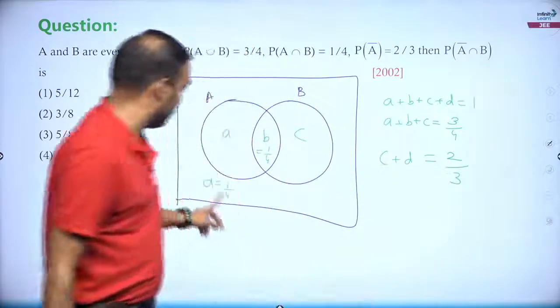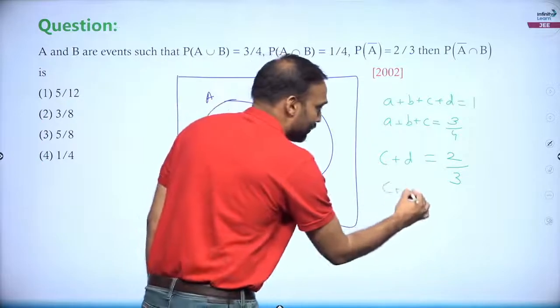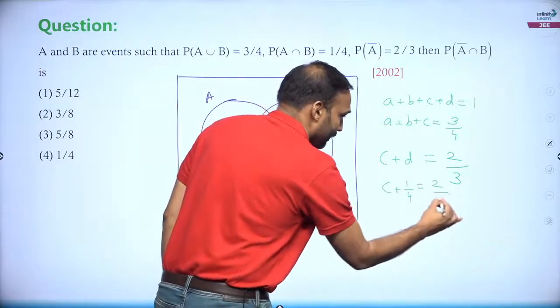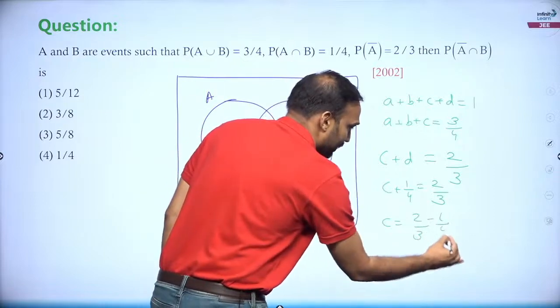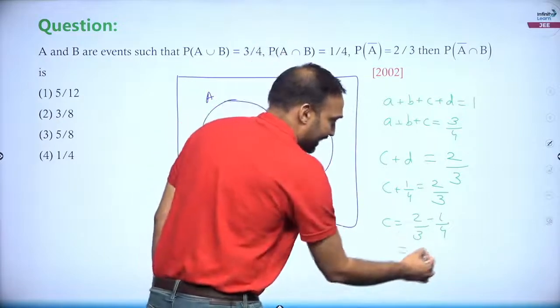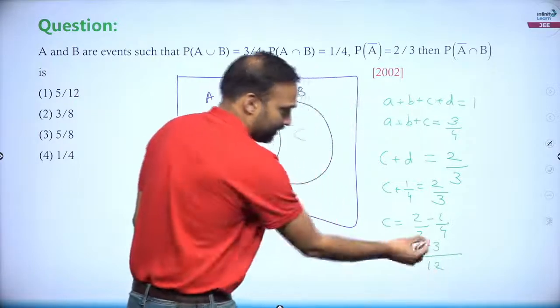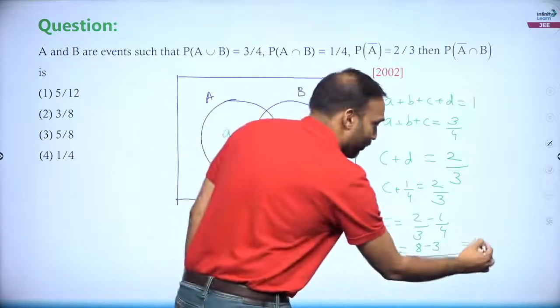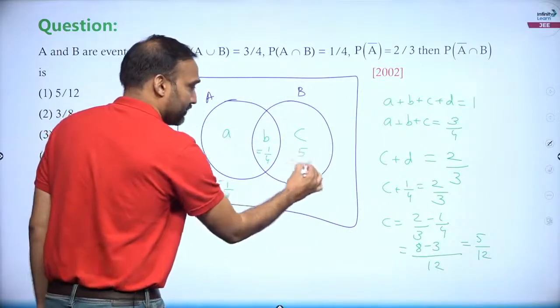But one second, I know the value of D. D is 1 by 4. So let's put 1 by 4 over here and see what we get. 2 by 3 minus 1 by 4. So now I have C. Take the LCM, 12: 8 minus 3. Wonderful. So I got 5 by 12. That is the value of C. This is 5 by 12.